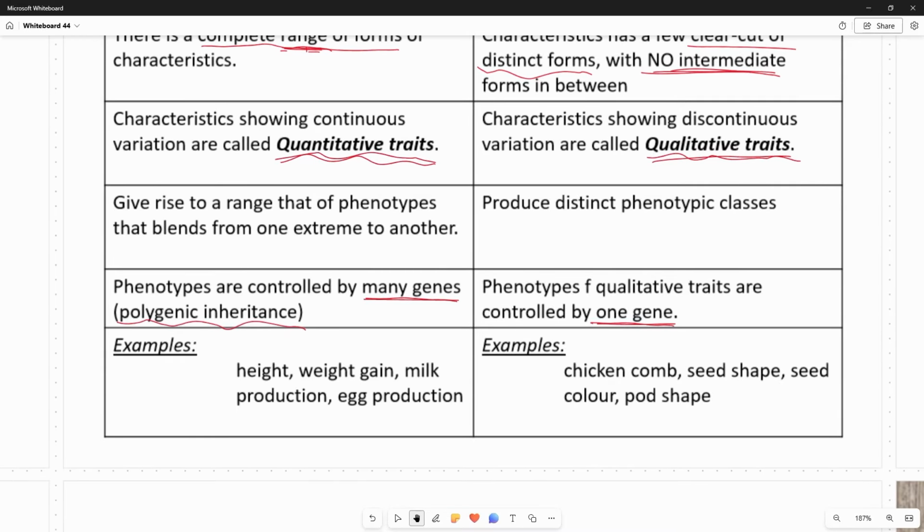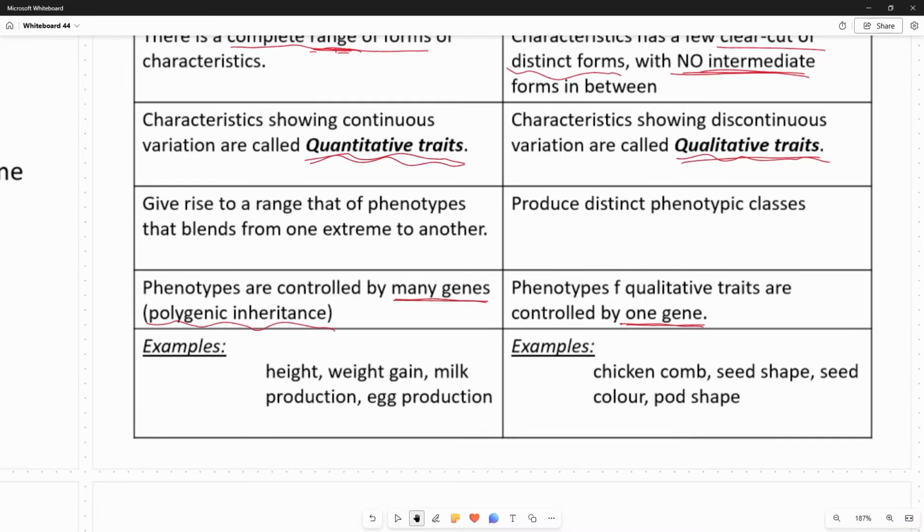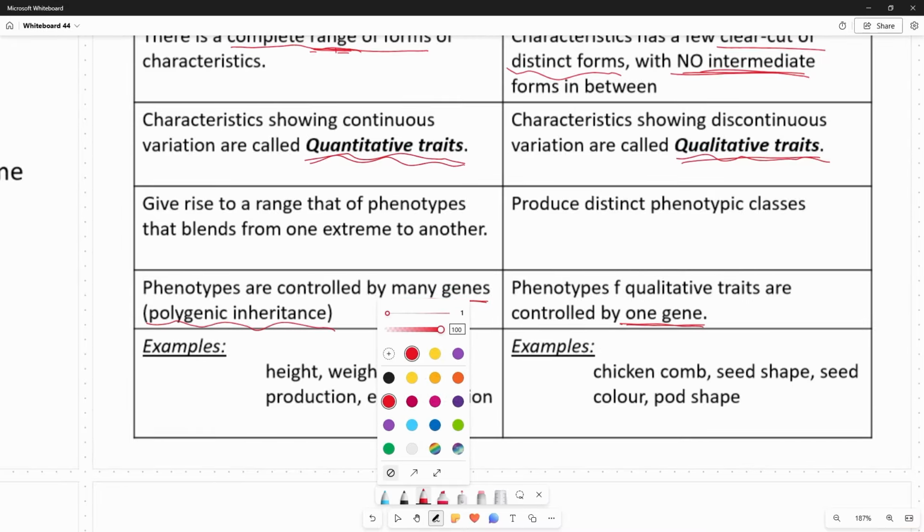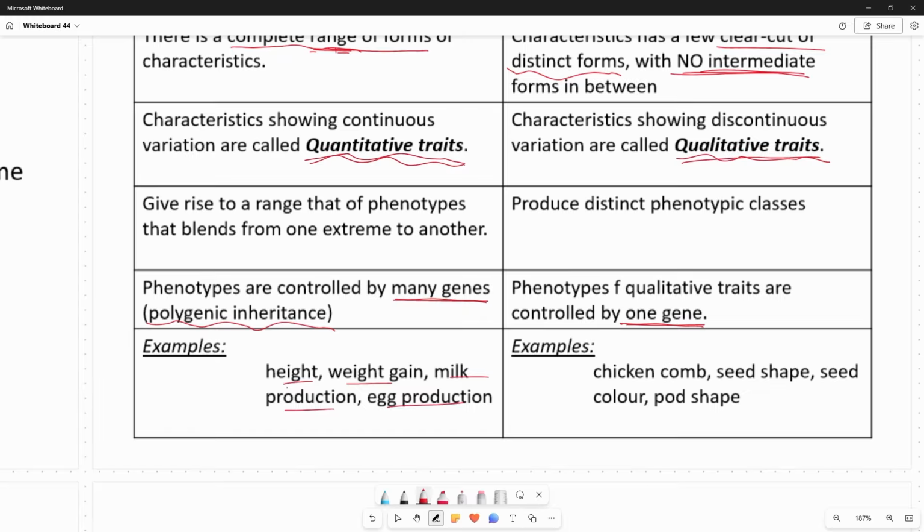In terms of continuous variation, you talk about the height, the weight gain, the milk production, the egg, their main characteristics. All the agricultural production characteristics are examples of continuous variation. Then you talk about the pod shape, the seed shape, the color of the seed, the chicken comb. So these ones are controlled by what? By the qualitative characteristic.